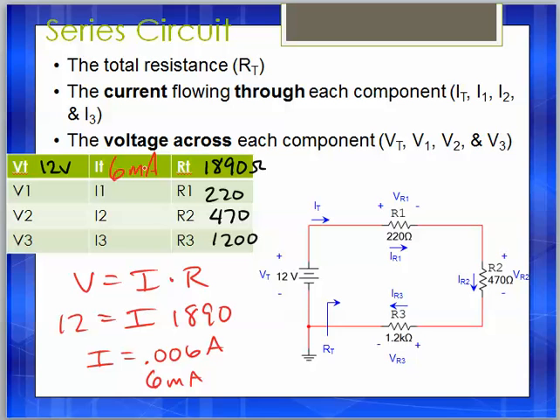Well, our third step, it says use the characteristics. What do we know about a series circuit? We know that all of them get the same current. So that means if the total is 6 milliamps, then all of them get 6 milliamps. Now this works for series circuits.